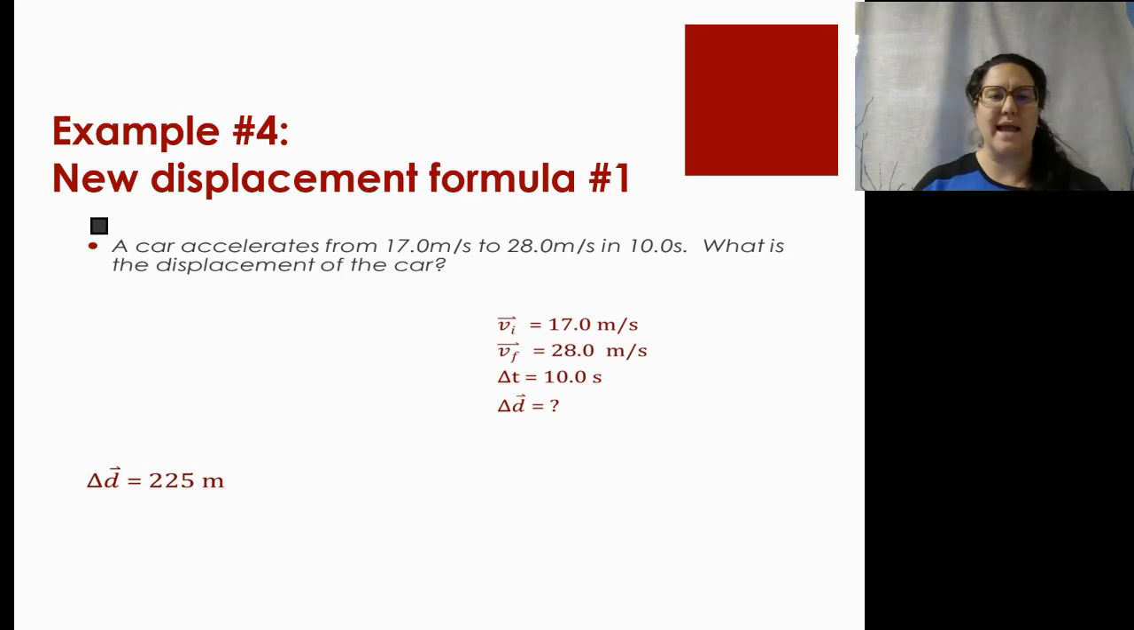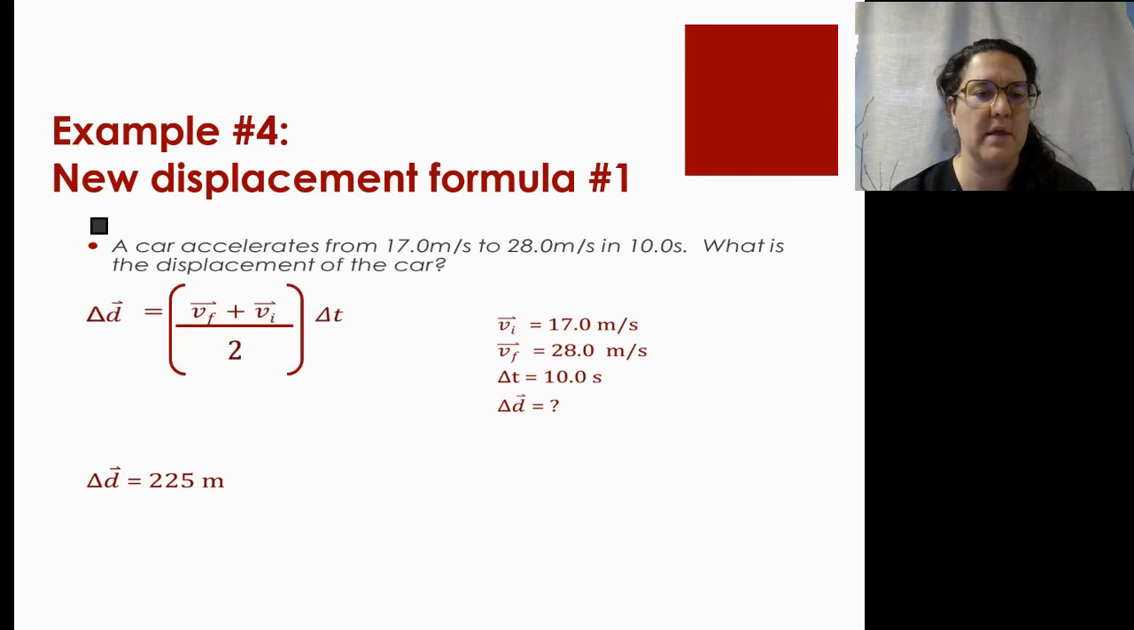Going through an example, a car accelerates from 17 meters per second to 28 meters per second in 10 seconds. What is the displacement of the car? We have our initial velocity, our final velocity, and the total time, so we're going to look for displacement. There's our formula. Putting our numbers in, 28 meters per second plus 17 meters per second divided by 2, all multiplied by 10. Then we get 225 meters as the total displacement.